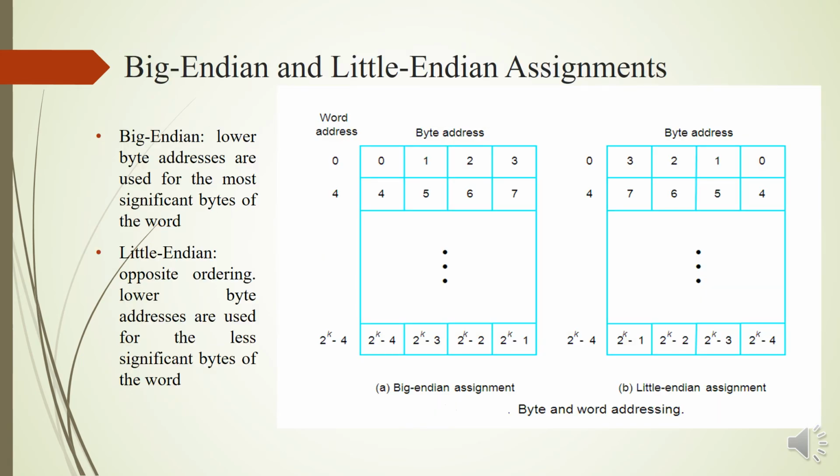Big Endian and Little Endian assignments. In a Big Endian assignment, lower byte addresses are used for the most significant bytes of the word. You can see here, this is the Big Endian. The lower byte addresses are used for the most significant bytes of the word. In the Little Endian addressing method, lower byte addresses are used for the less significant bytes of the word.